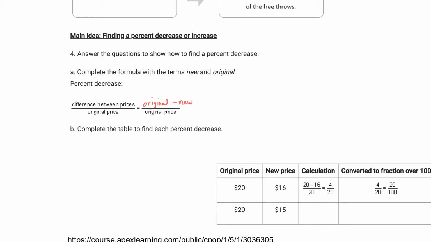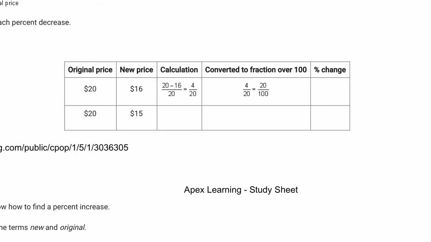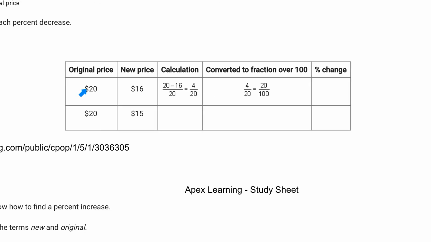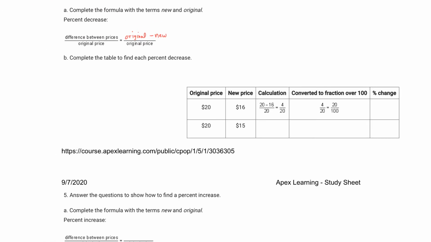Let me show you what that means in this table here. So if you have an original price, let's say your original price is 20 bucks and now it went down to 16 bucks. The question is, what's the percent change? So you have to subtract the two, which they have here. They subtracted them, and then you divide by the original number, the very first number. So you have original minus new divided by the original.